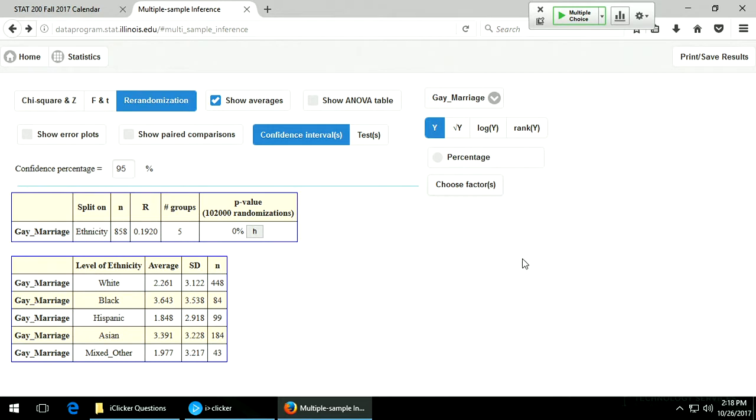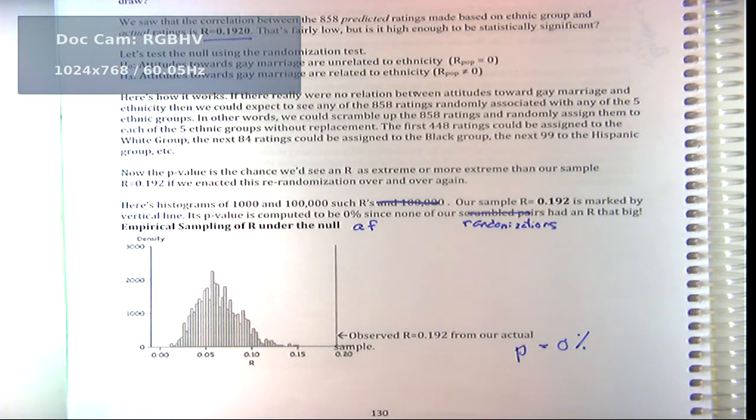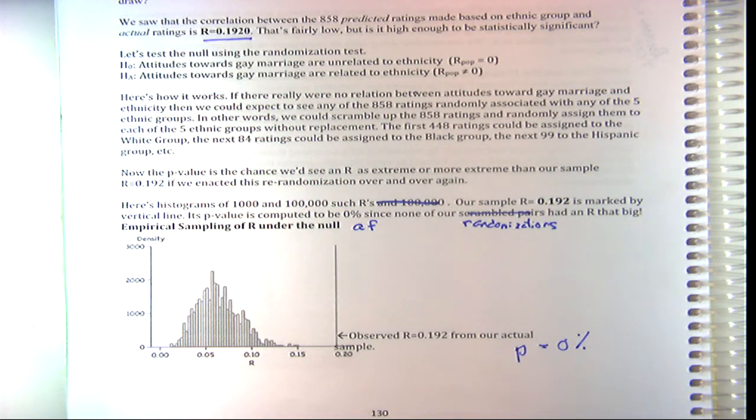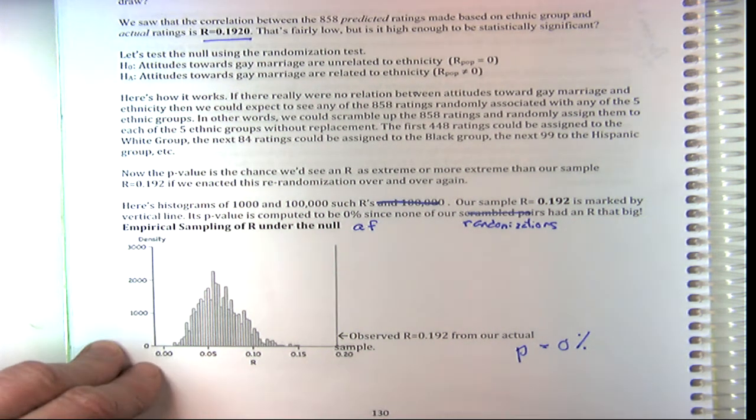And so this right here is our observed R. And we see that the p is equal to 0%. And sorry, go back to the document camera. Okay, and that's pretty much it. It's the same as we did before, so any questions? Okay.